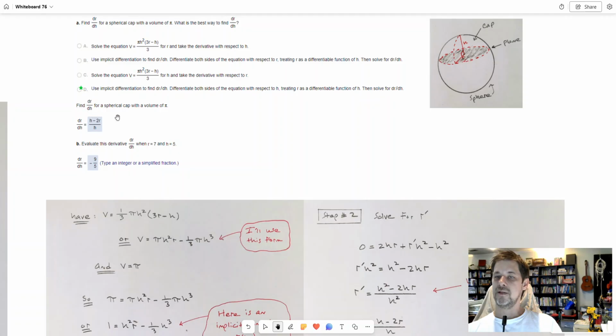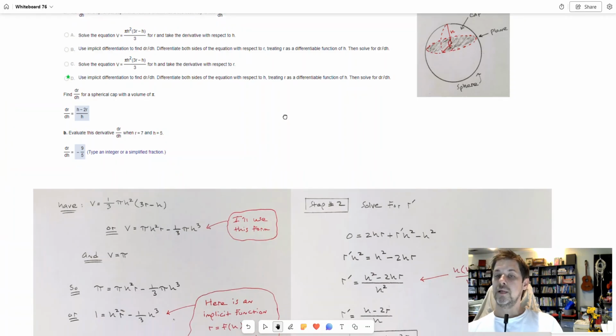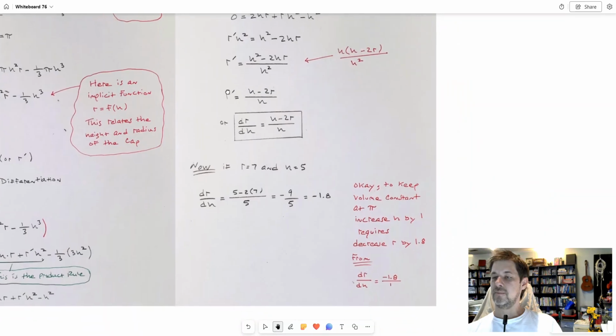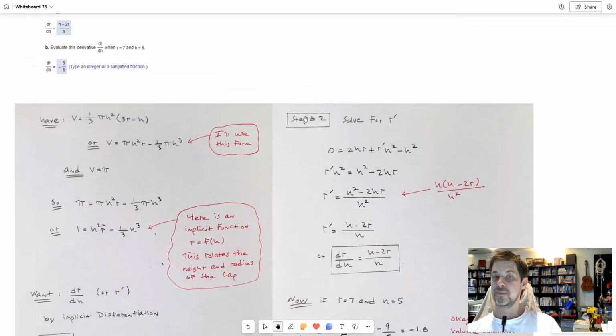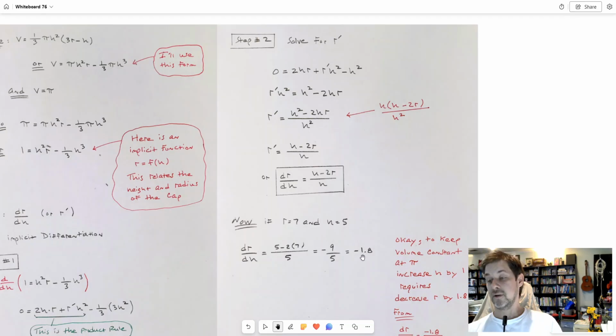Find dr over dh, the derivative of r with respect to h, under the assumption that the volume is pi. Now the next part says, what is the derivative when r is 7 and h is 5? That part should be easy. I'll plug those in appropriately: r is 7 and h is 5. I get negative 9/5, or negative 1.8 if you want.